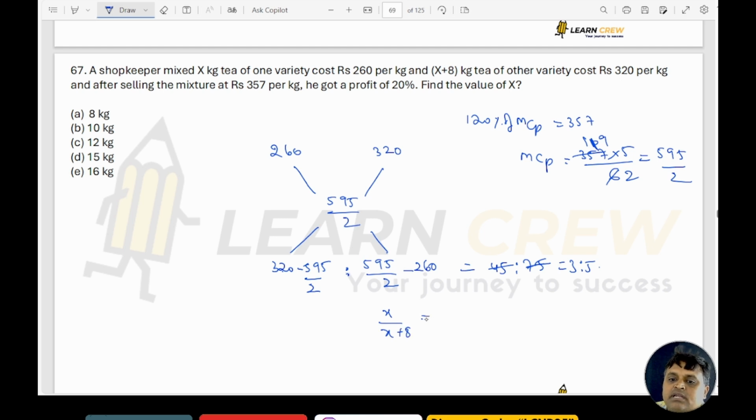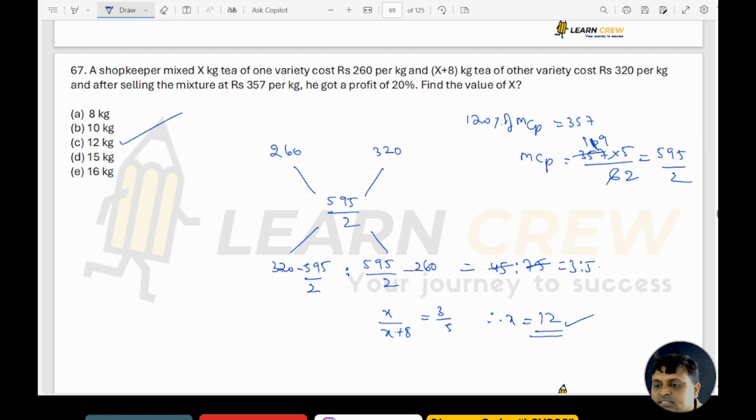The quantities are already given. So x by x plus 8 is 3 by 5. From this we get x as how much? x is 12, 12 by 12 plus 8. So x is 12. Thereby the answer is 12.